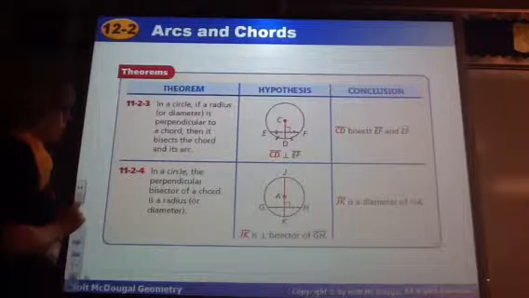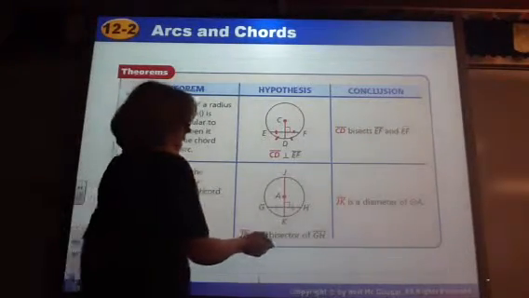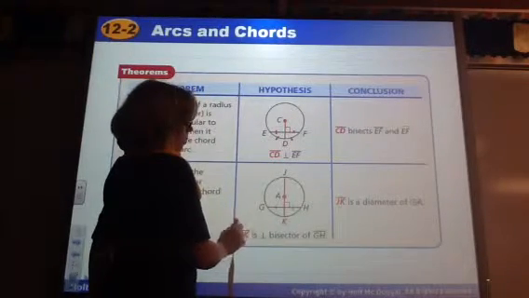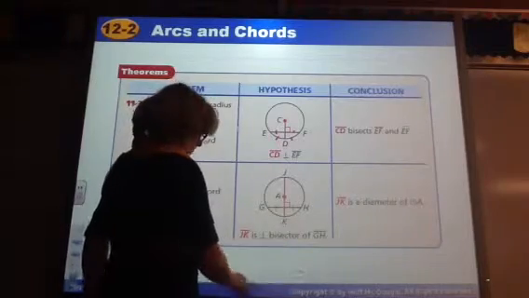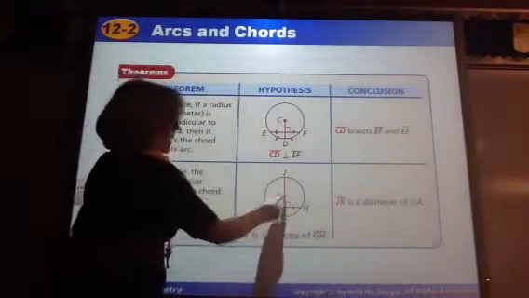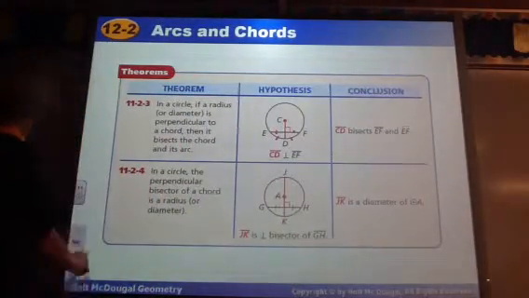In a circle, the perpendicular bisector of a chord is a radius. So it's kind of like the converse. If you know that this chord is bisected, therefore you know that this is the radius because it bisects that chord. Or you could say, instead of AK is the radius, you could say JK is the diameter.